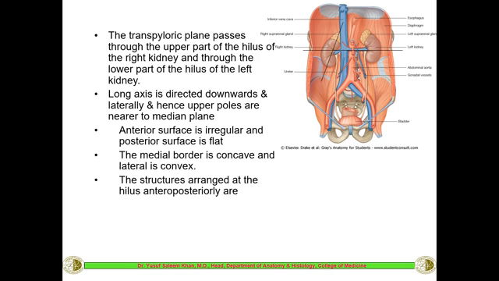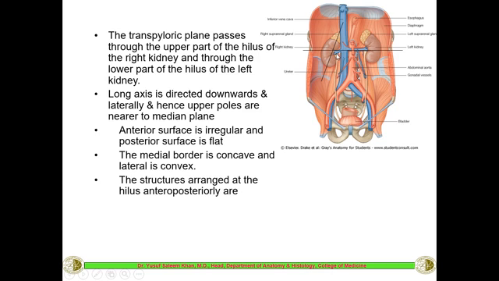And the arrangement of the structures at the hilum is very typical, and this is also a very important feature with which you can differentiate between the right kidney and the left kidney. Okay, so what is the arrangement of the structures here? Which are the structures here, and what is the arrangement?